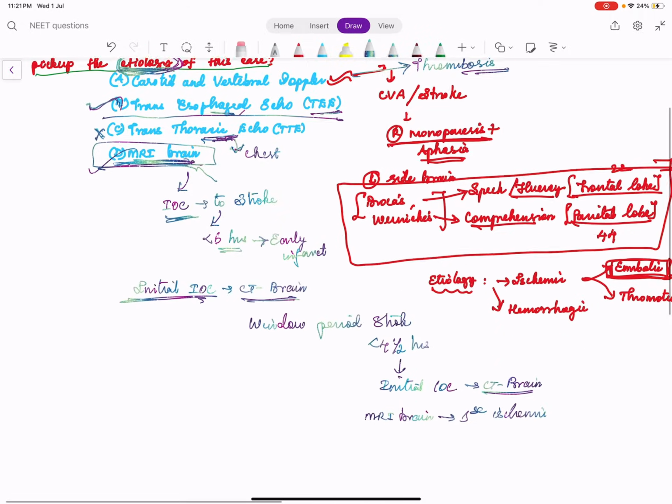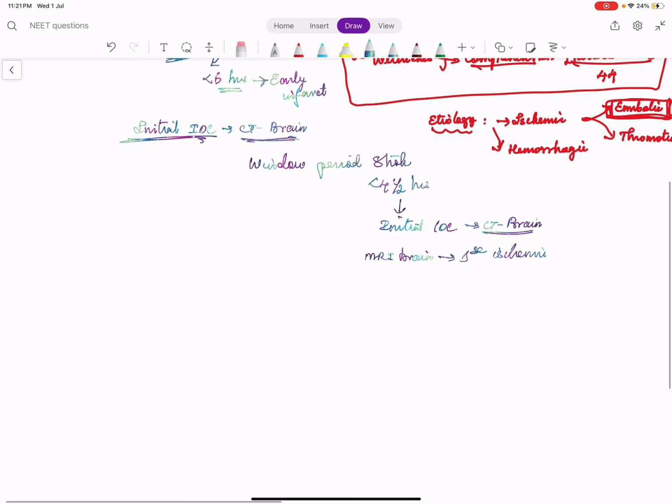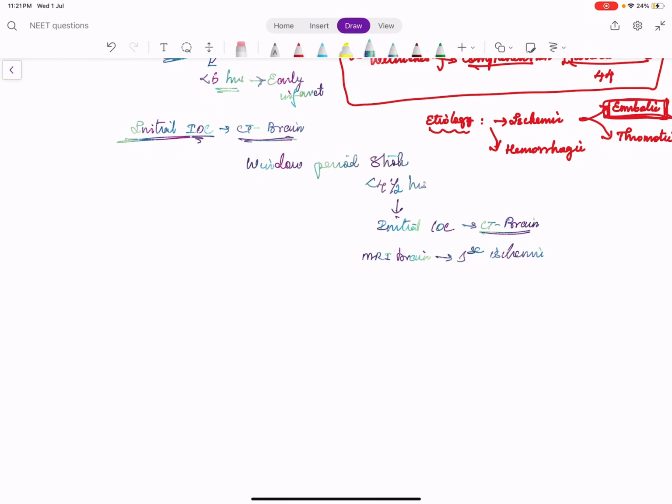Now, how will you manage this case? We didn't discuss this in the last case. We discussed the rate control options and the cardioversion rhythm control options of AF. Now what about the anticoagulation?